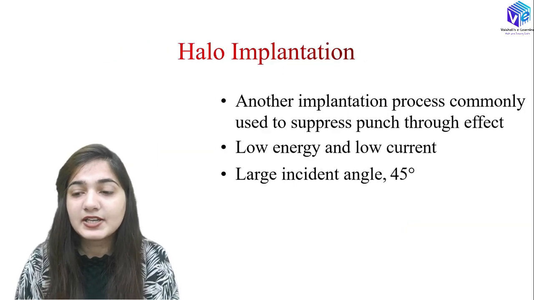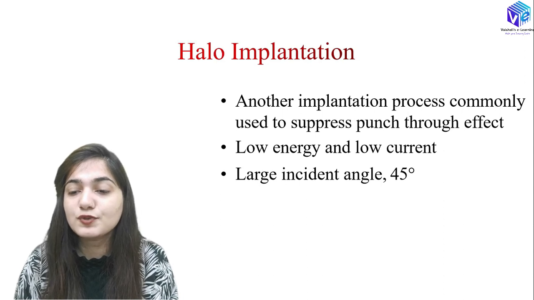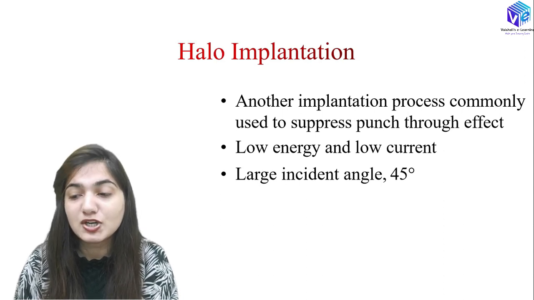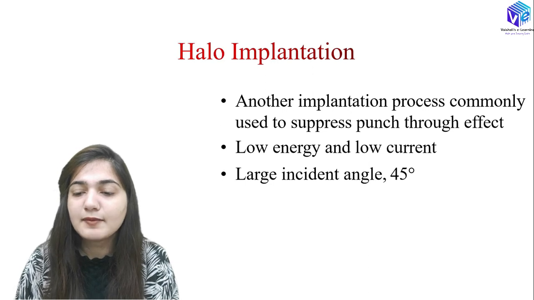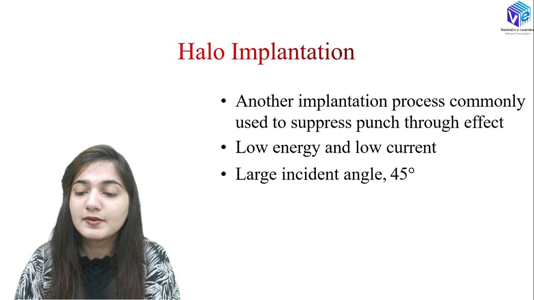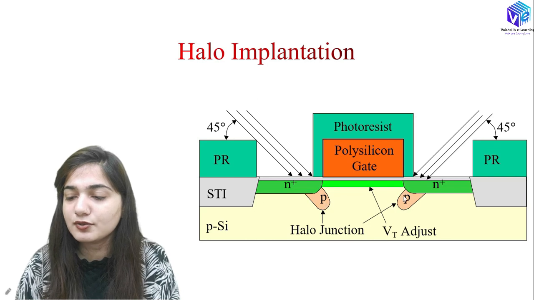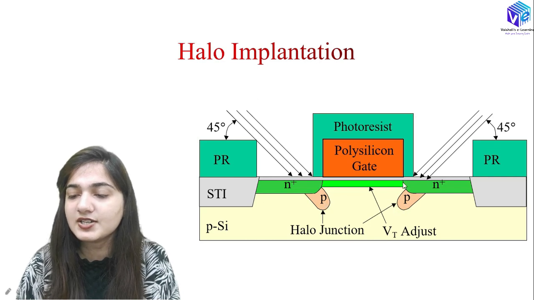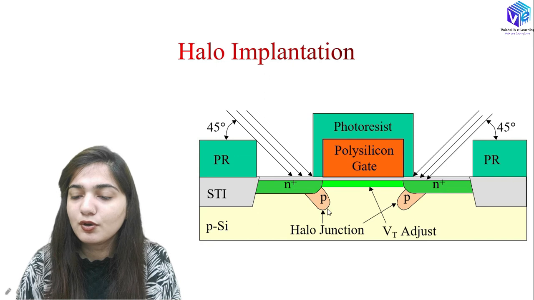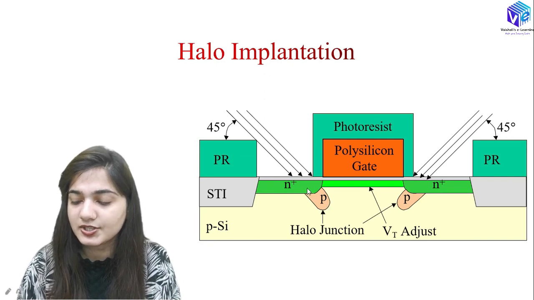Now coming to the halo implantation. Halo implantation is another implantation process which is commonly used to suppress the punch through effect. Here I am using low energy and low current implantation, and here I will be having a larger incident angle than 45 degrees. So you can see when I have the larger incident angle than 45 degrees, we are forming the halo junction over here. This is used for the VT adjustment, right? So here below the N plus region of source or drain, I will be having this halo junction.